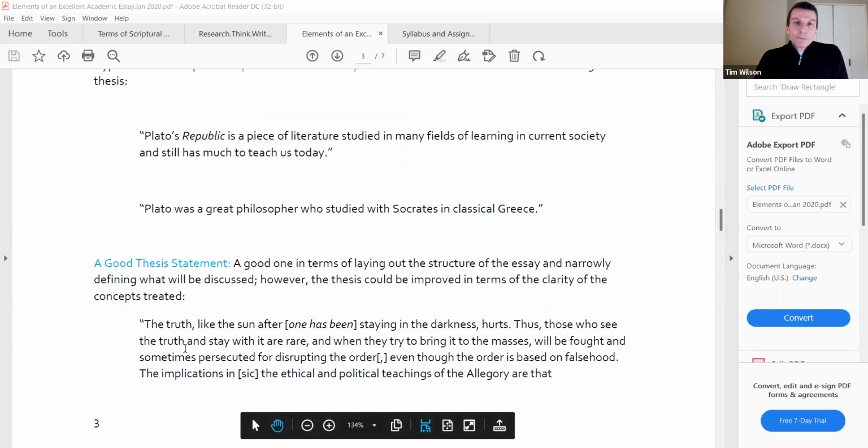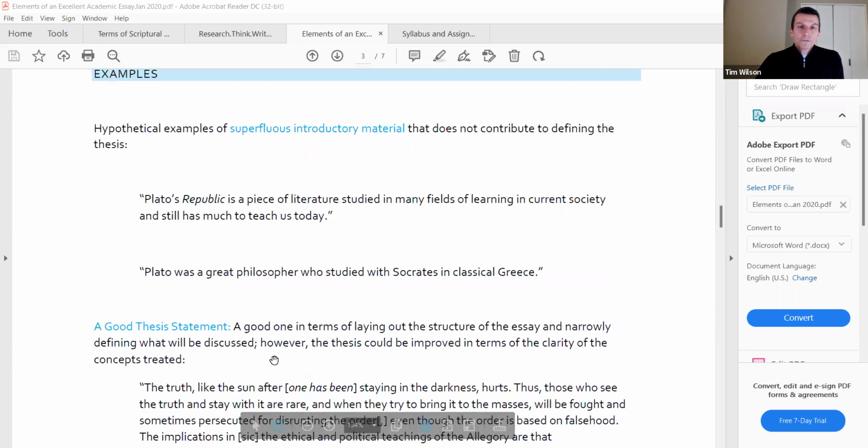Okay, so here are some examples of the lead-up material. These are from previous essays. They're anonymous, though. I'm not calling anyone out here or praising anyone. So, examples of superfluous introductory material. Try to avoid superfluous introductory material. Everything's got to be tight.